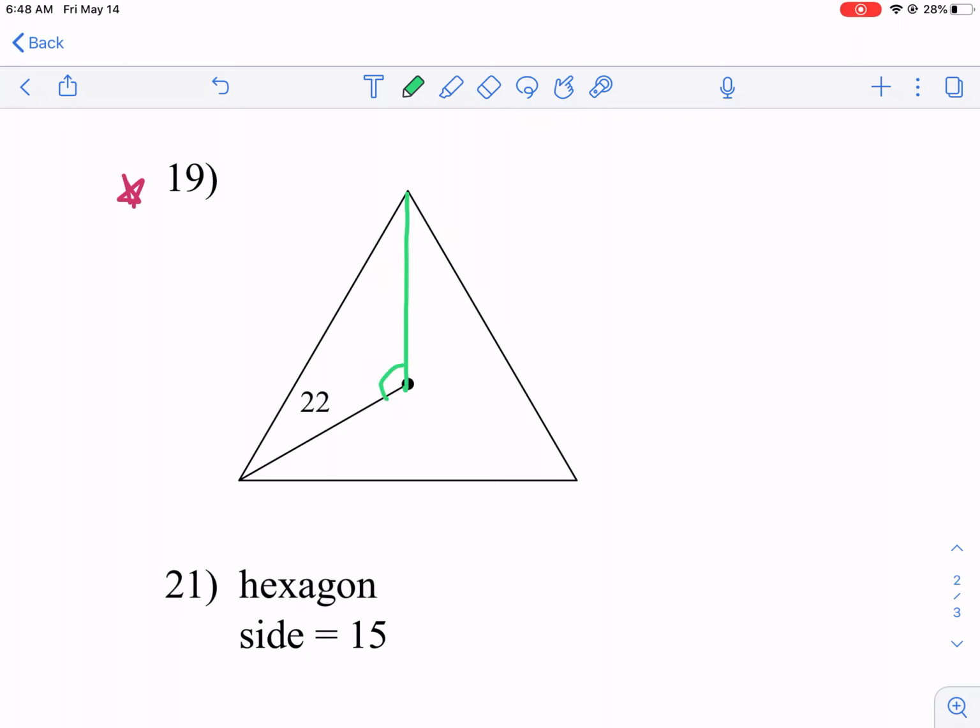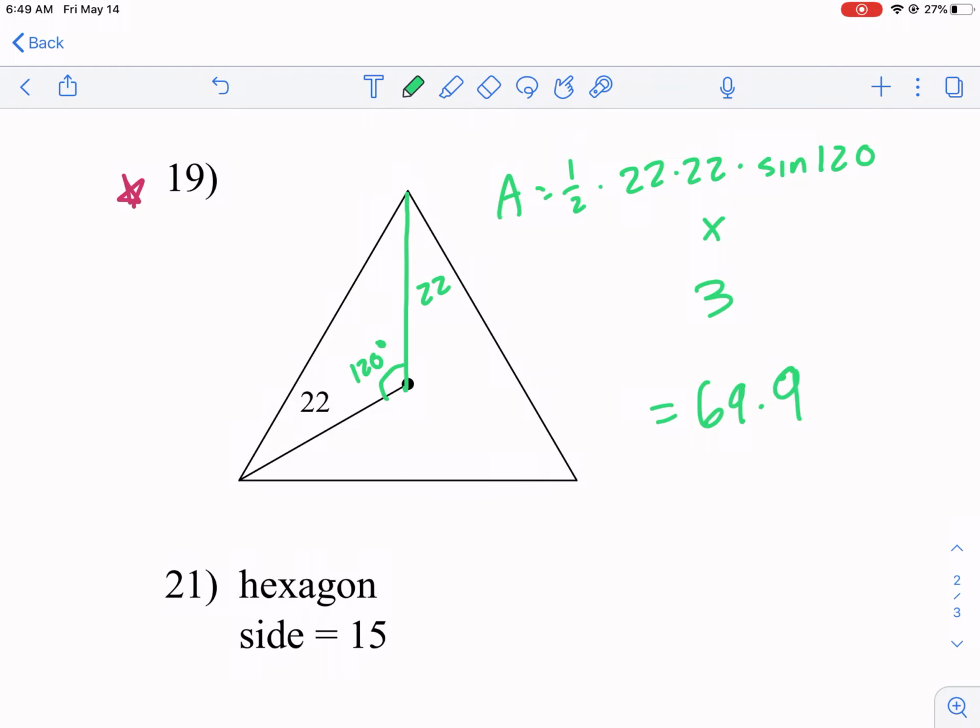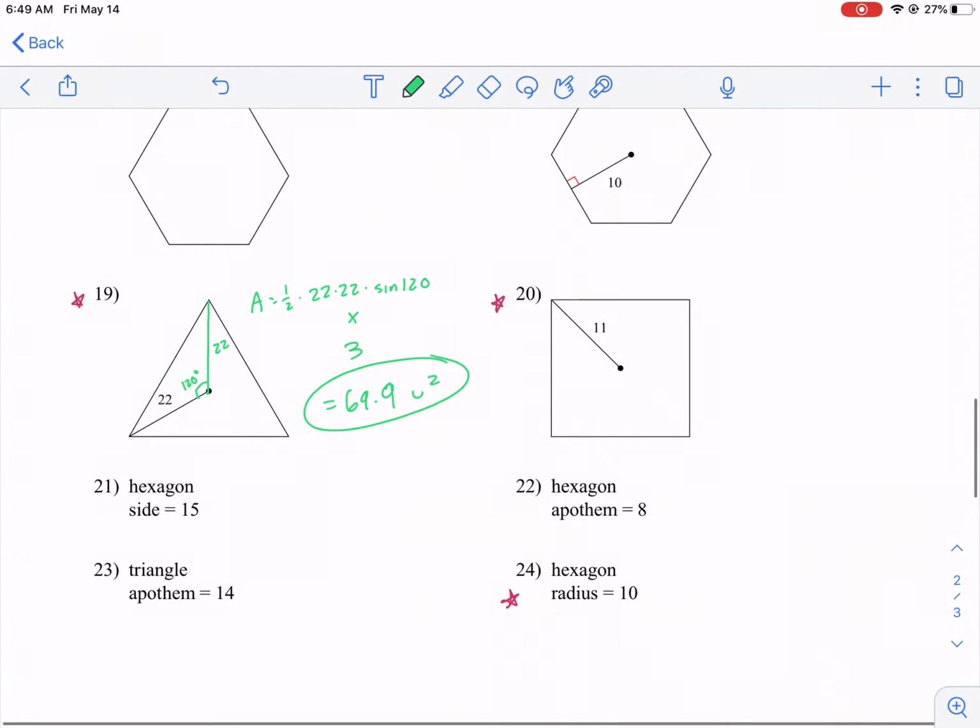This is a triangle, so I know it's 360 divided by 3. That's 120. That's also 22. Area equals 1/2 times BC times 22 times sine 120. And don't forget, I need to multiply that by 3. So 22 times 22 times 1/2 times sine of 120, and then I multiply by 3, and I get 69.86. We're going to round that to 69.9 units squared. As simple as that. Let's do one more.